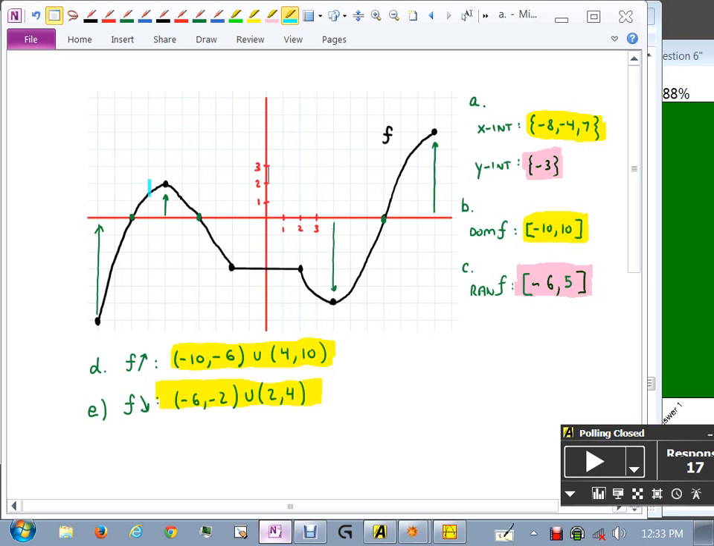Okay, I'm going to change my increasing. It's going to go like this. That matches up with this. My decreasing was here to here, here to here. That matches up with this.